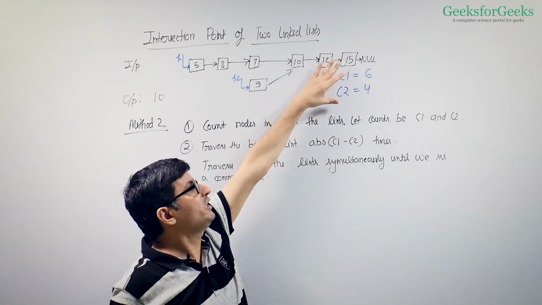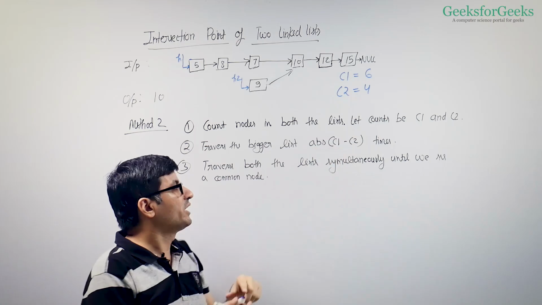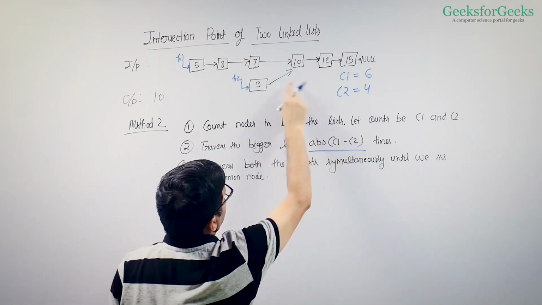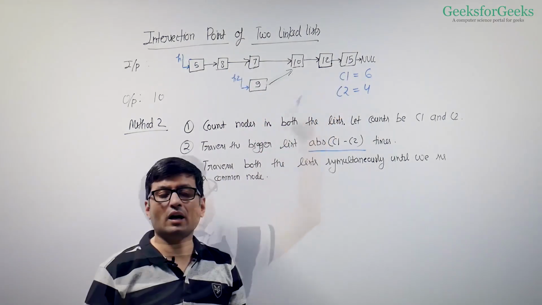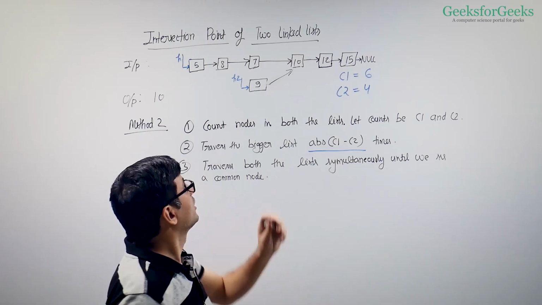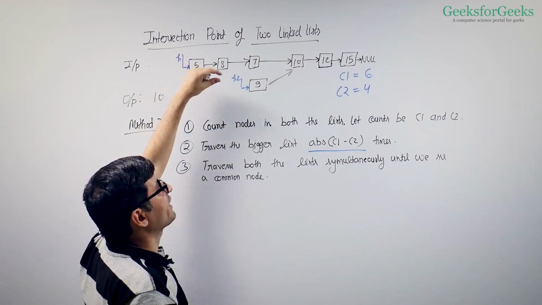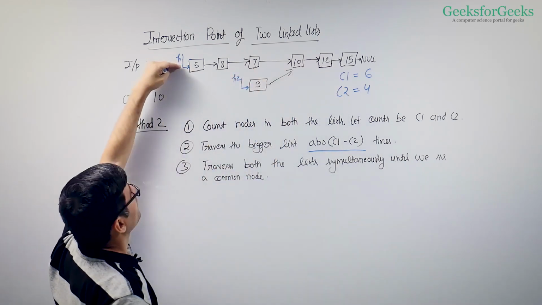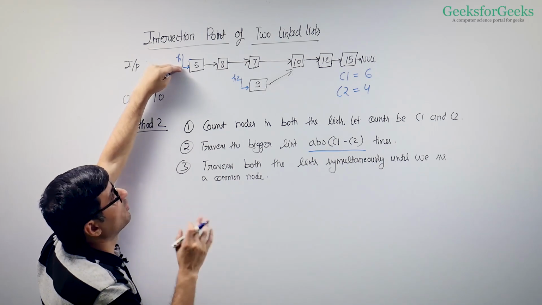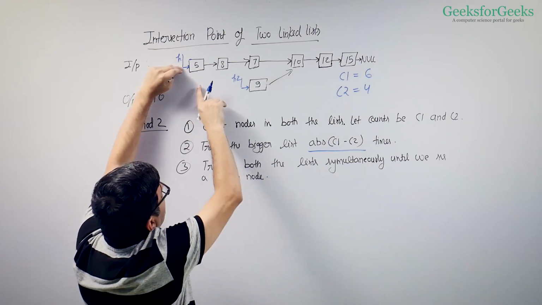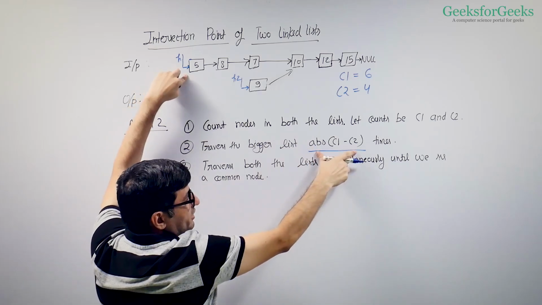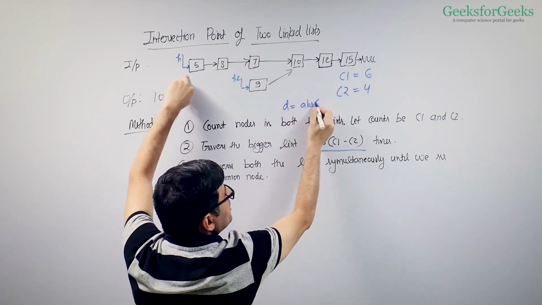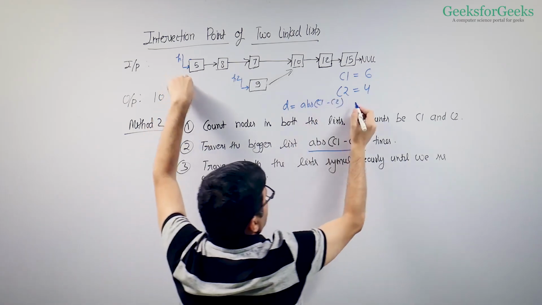Now you subtract the lower value from higher value, mainly you find the absolute difference. So the absolute difference here is 2, right? This is 4 and this is 6. After finding the absolute difference, you find which list is having higher nodes. That you can find out by comparing the counts, right? So here I figure out that H1 is having more nodes. So what I'll do is I'll traverse this H1 this many times, right? Say I get this value as d. D is absolute of C1 minus C2, which is 2.